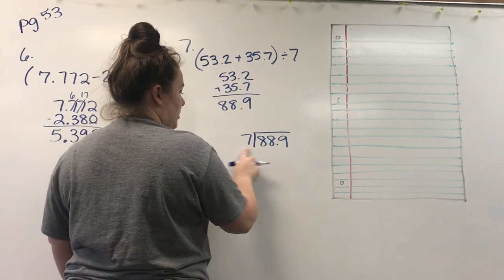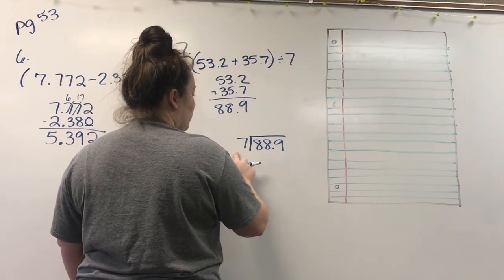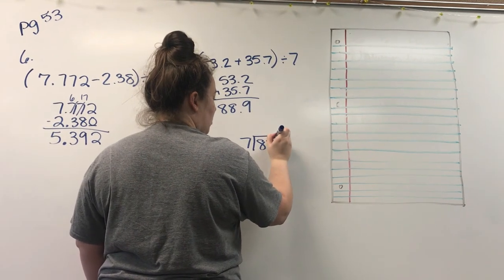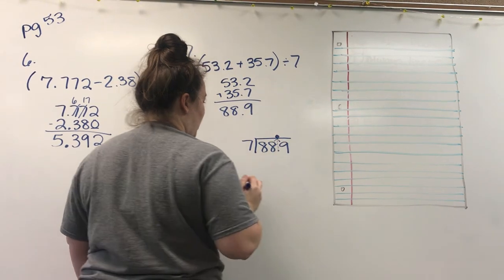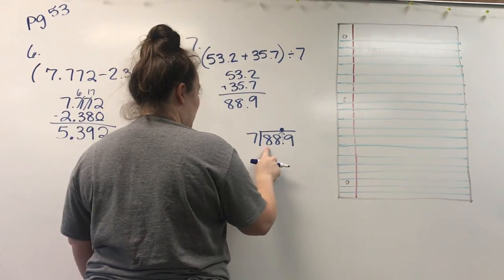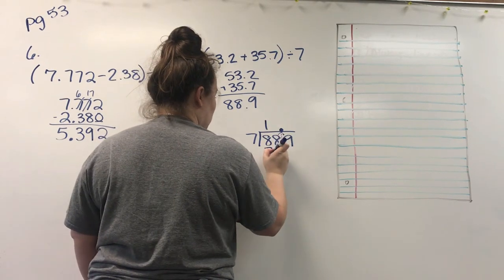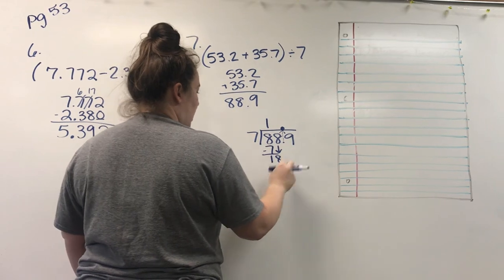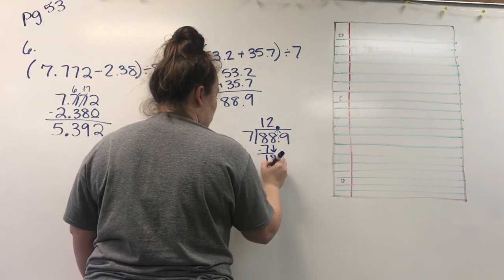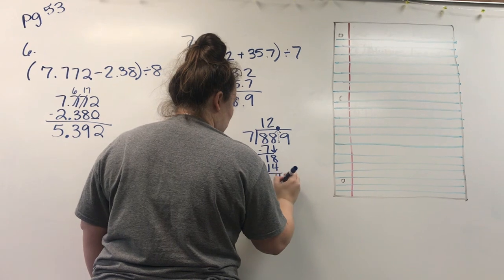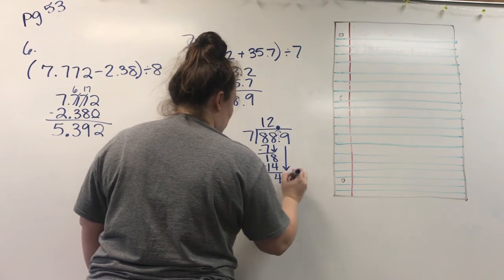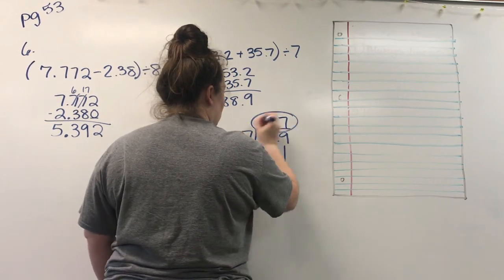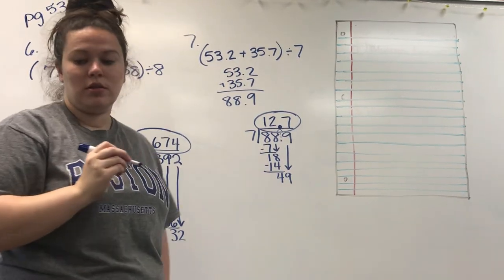Do I need to move any decimals out here? No, I do not. So if I don't move them out here, I don't have to move them here. I can automatically bring my decimal straight up. Okay? Can 7 fit into 8? Once. Can 7 fit into 18? Twice. Can 7 fit into 49? 7 times. There's our answer. Okay?